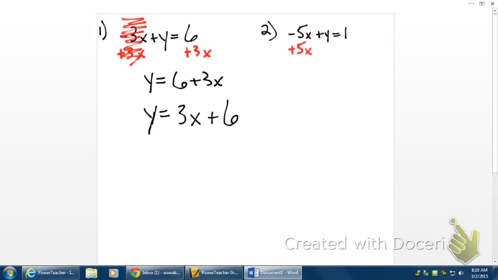I'm not going to divide both sides by negative 5. Remember, you want y by itself. So we just talked about we're going to add 5x to both sides because that's a negative 5x. I'm going to add 5x to both sides.